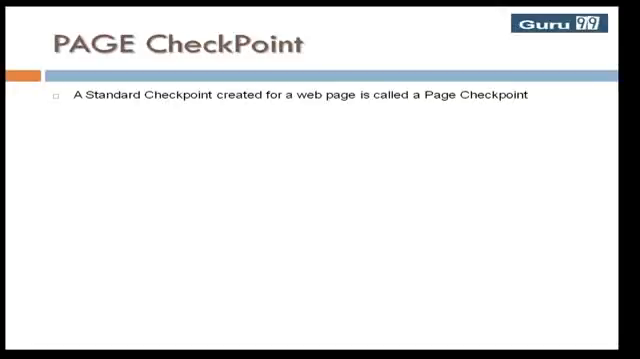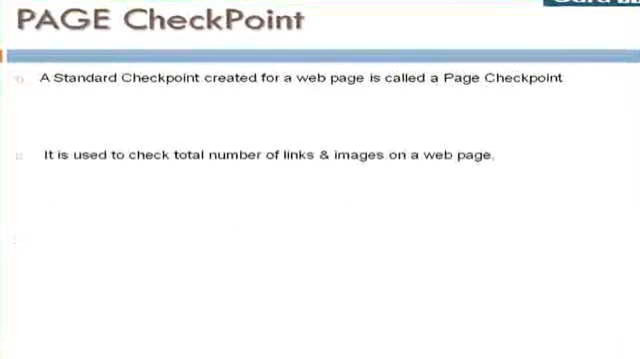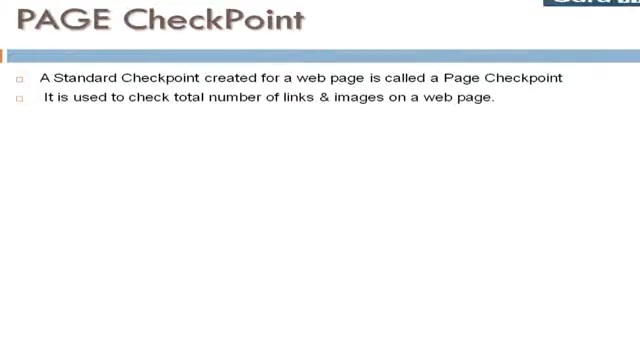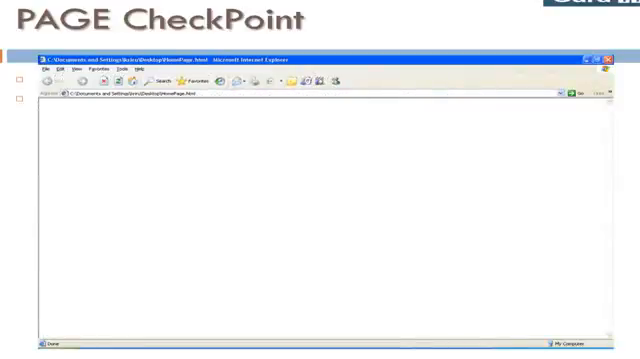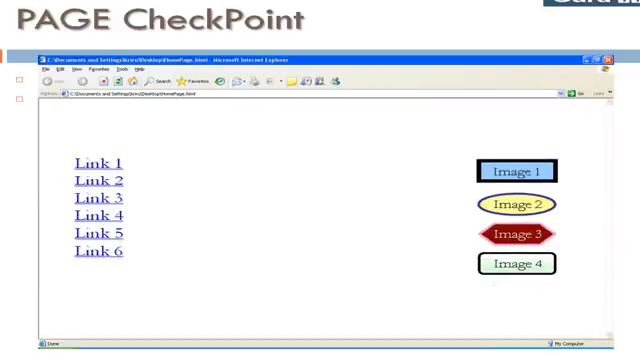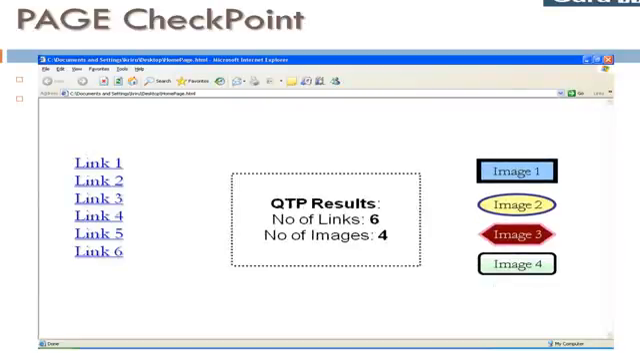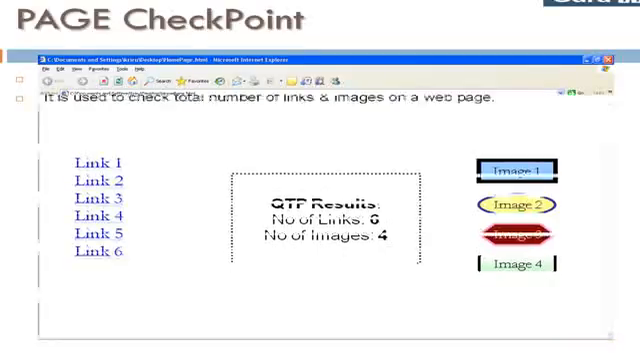A standard checkpoint created for a web page can be called a page checkpoint. It is used to check the total number of links and images on a web page. Suppose in your web page you have 6 links and 4 images. A page checkpoint will give you a count of the total number of links and images on that page.